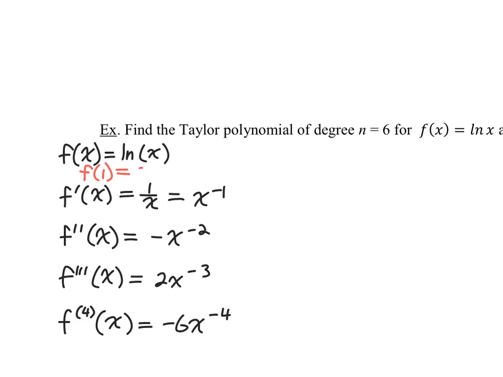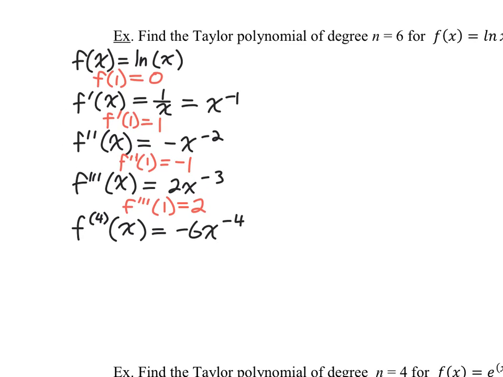0. f prime of 1 would be 1. f double prime of 1 is going to be negative 1. f triple prime of 1 is going to be 2, because all of those x's are going to basically cancel away. All right, so just for computational reasons, we go with the Taylor polynomial centered at 1.